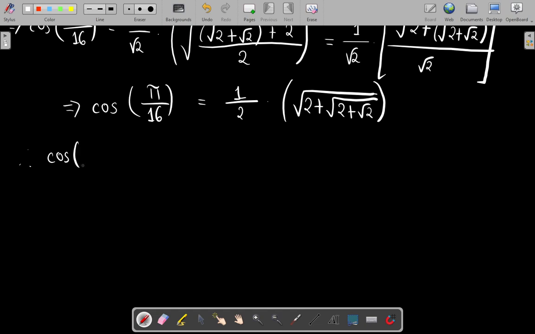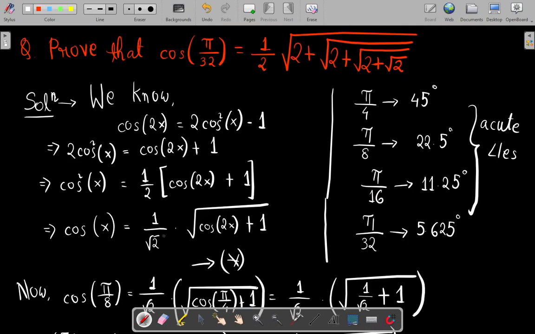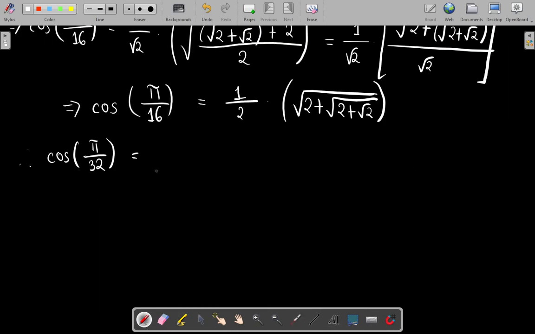Therefore cos pi upon 32 will be, I will again use this equation, cos x equal to 1 upon root 2 times square root of cos twice x plus 1, right? So this becomes 1 upon root 2 times cos of 2 times this pi by 32, which becomes cos pi upon 16, plus 1.